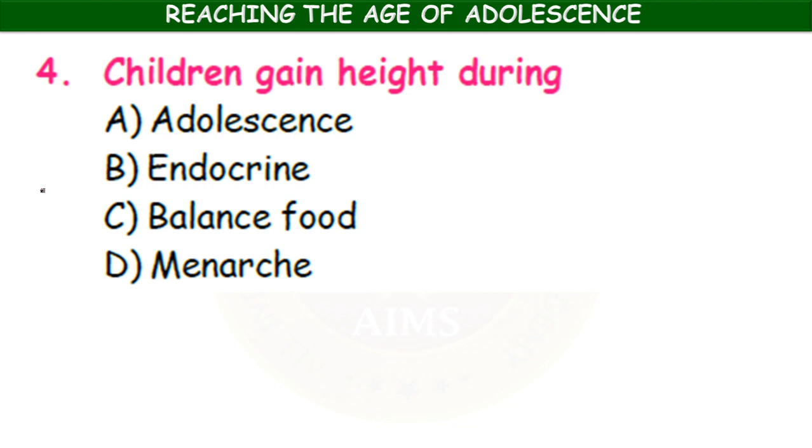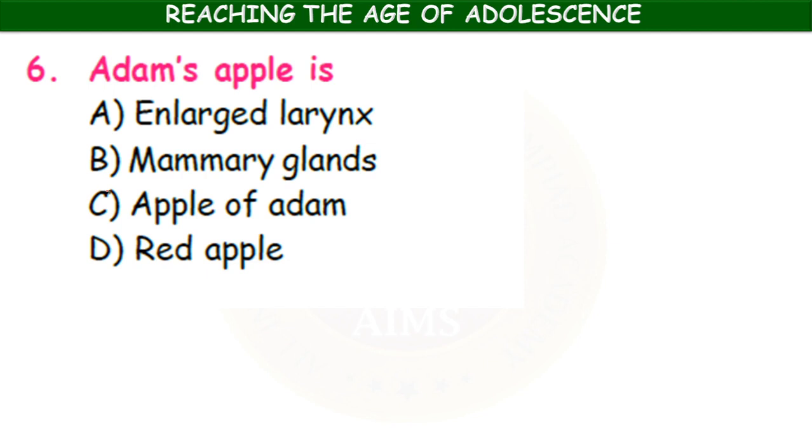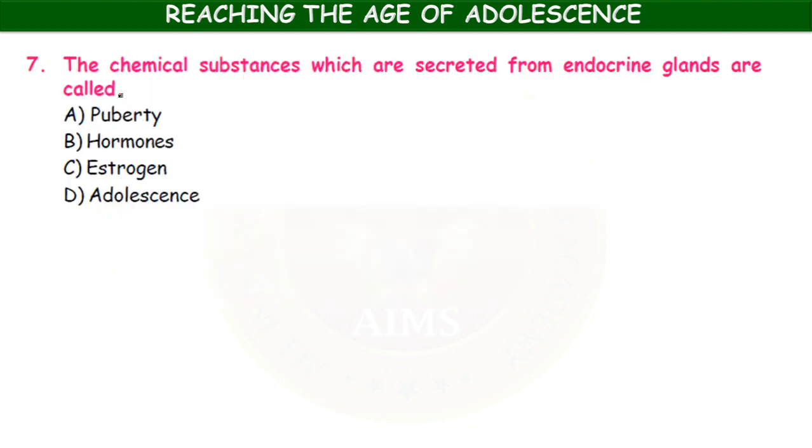Next, the children gain height during which period? Adolescence, endocrine, balanced food, menarche. Children gain height during adolescence period. Testes secrete which hormone? Thyroxine, estrogen, testosterone, iodine. Testosterone. Adam's apple is enlarged larynx, mammary glands, apple of Adam, red apple. Enlarged larynx is called Adam's apple.